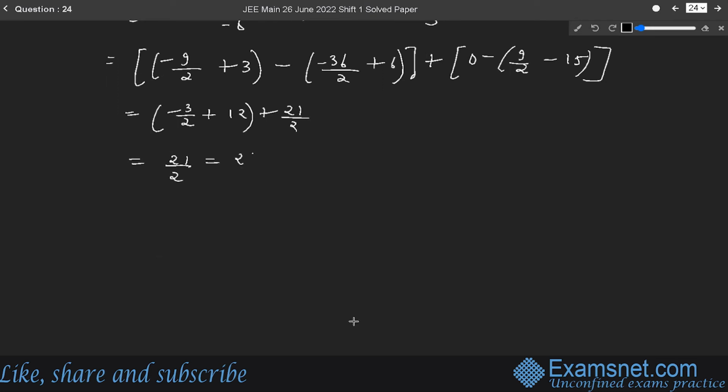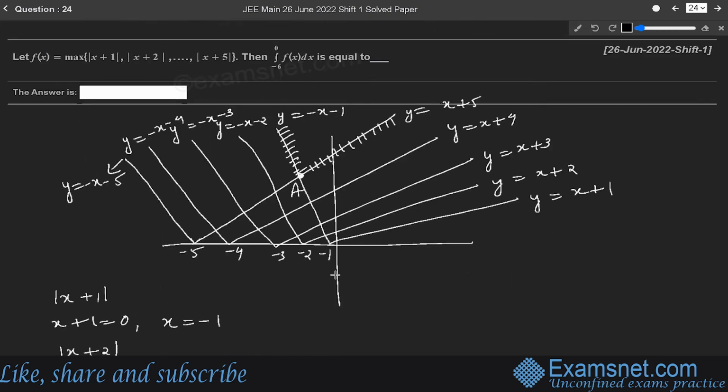So, this will be equal to 21, taking only the integral part. Hence, we can say that the correct answer for this question is 21. I hope this question is clear to you.